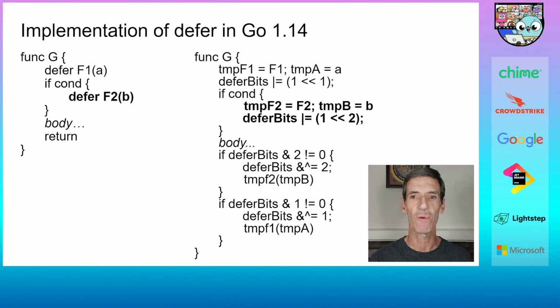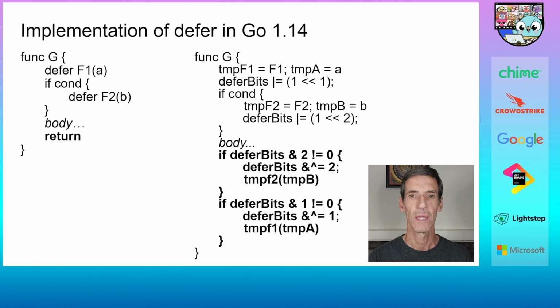Similar code is generated for defer f2 of b, which is executed only conditionally. f2 and b are evaluated and stored into the appropriate stack slots, and deferBits is updated. Then, at each exit of the function, the compiler generates code, which I've shown in bold, to test each of the relevant bits of deferBits in reverse order and make the appropriate deferred call if that bit is set.